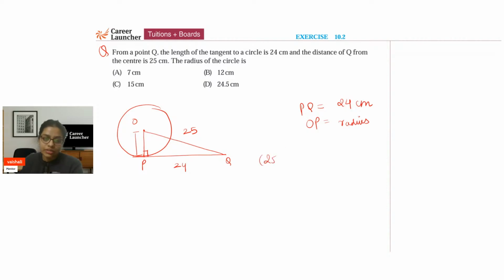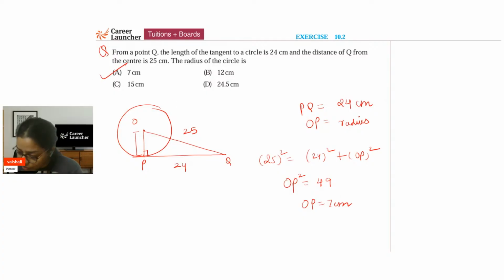So we can say 25 square is equal to 24 square plus OP square. So we can find the value of OP. So calculate this and see how much you are getting. If OP square is 49, OP should be 7 centimeter, so option A should be right. I hope this is making sense to all of you. Shall we move on to the next question?